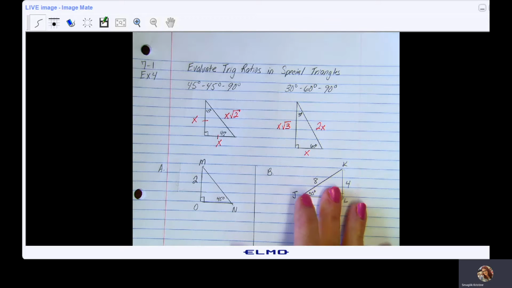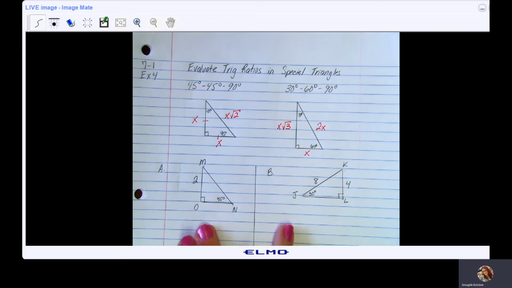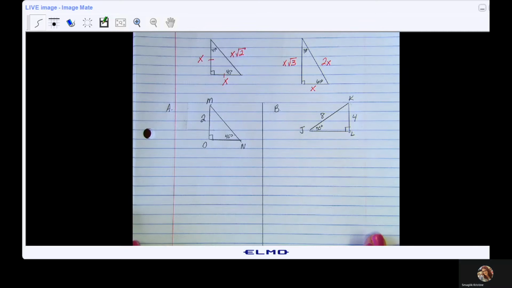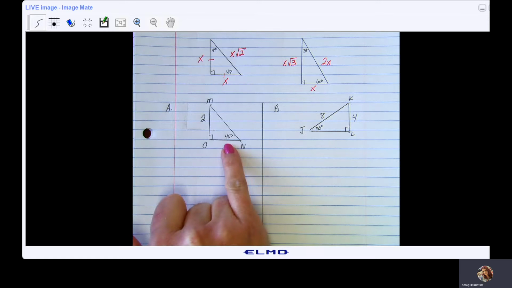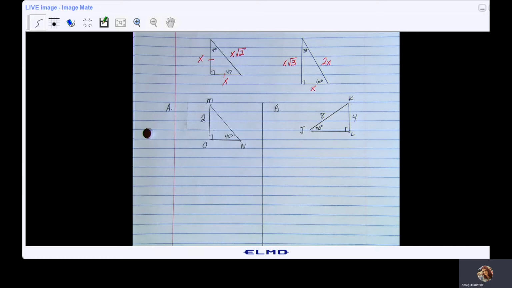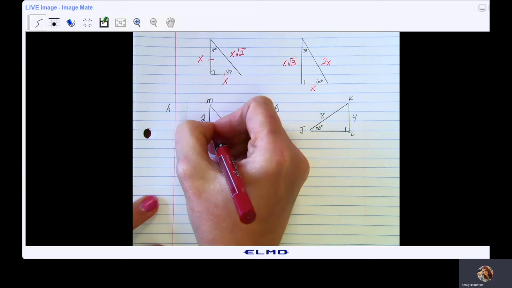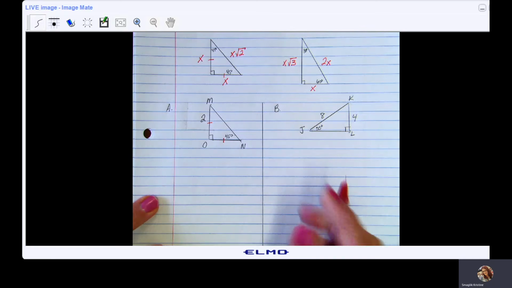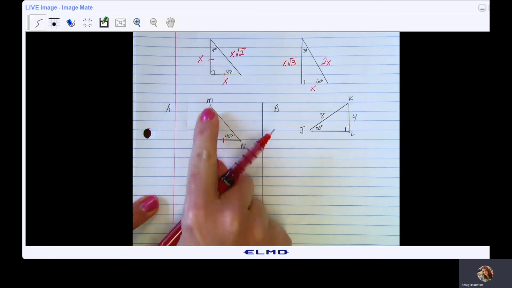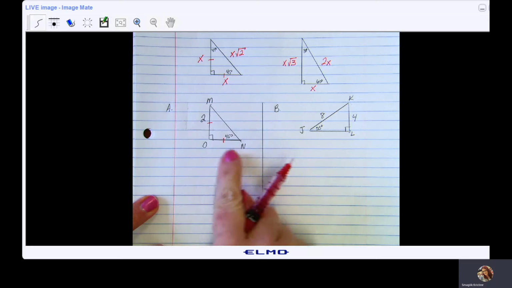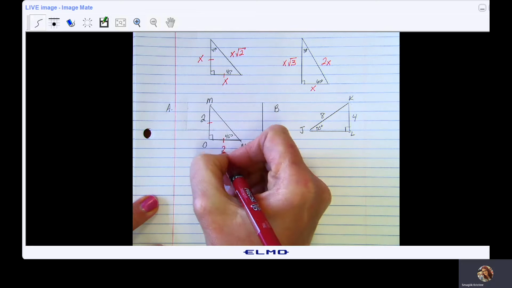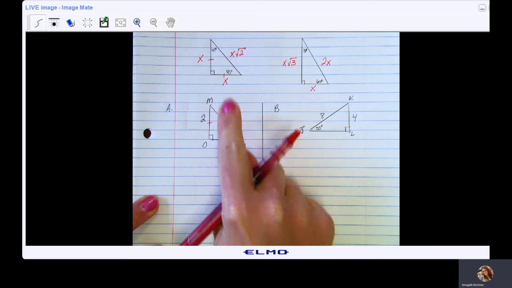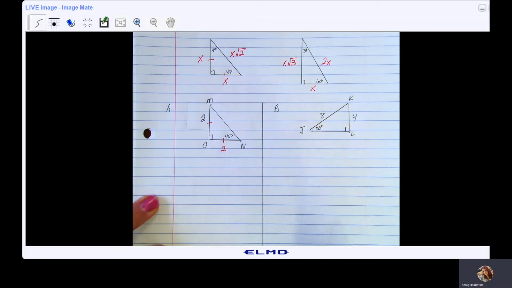Now let's use that knowledge to take a look at these two triangles, and we're going to write out our 6 trig ratios. So on A, you can see this is going to be a 45, 45, 90 triangle. And again, on those, I know my legs are congruent. So if this leg is 2, this leg also has to be 2. And my hypotenuse is always that leg times the square root of 2.